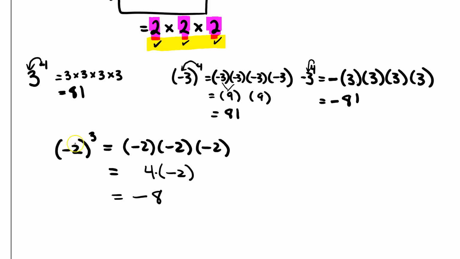So you have something in the brackets, you have a negative in the brackets, it doesn't always produce a positive number. It depends on what that exponent is. If you have a negative base and an odd exponent, you're going to get a negative answer. If you have a negative base and you have an even exponent, you're going to get a positive answer.